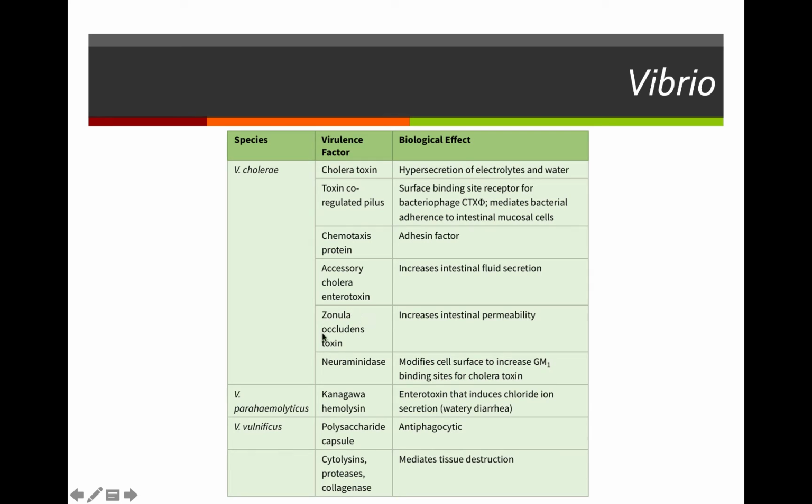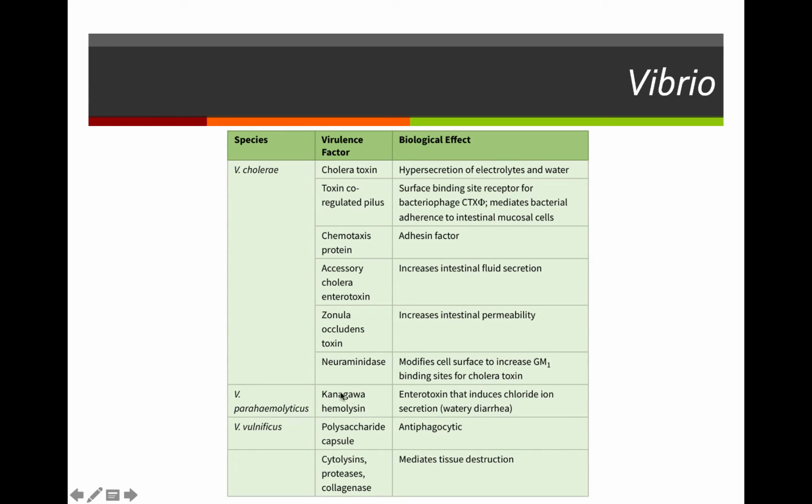This zonula occludens toxin, which increases intestinal permeability, and neuraminidase, which also modifies the structure of the eukaryotic cell to allow increased binding sites for cholera toxin. So this is a pretty nasty organism that is really well evolved to do what it wants to do.